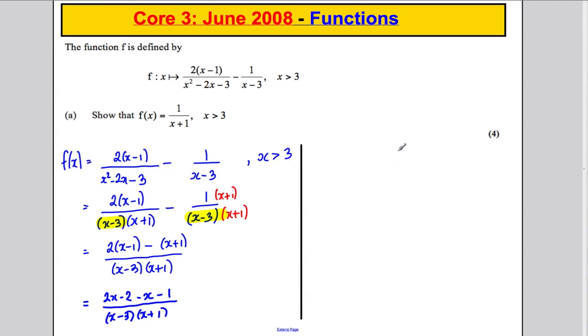Okay, and moving over here, this would give you x subtract 3 over x subtract 3, x plus 1. And look, as we imagined, there is a cancellation here, and therefore you get 1 over x plus 1, and you're done. You got what's required for the 4 marks.